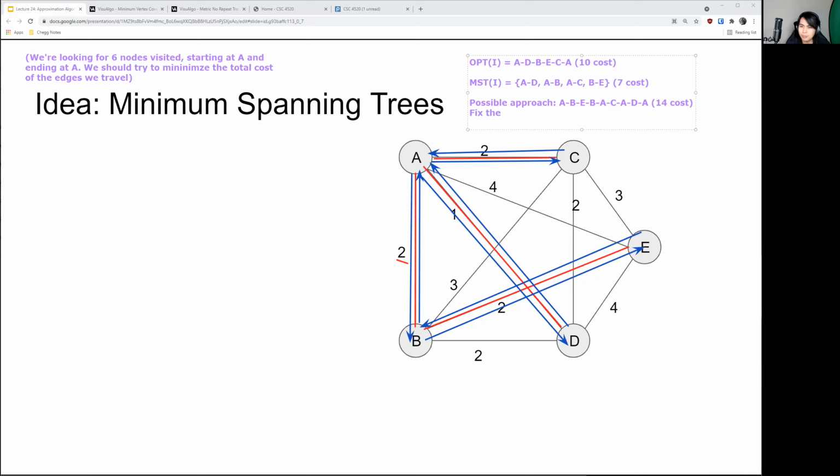Fix the doubling back by cutting across. What I mean by that is, instead of going from A to B to E and then back to B and then back to A in order to get to C, we're just going to cut out the middle cities and go directly to C. Instead of going from A to B to E and then back, we'll go from A to B to E and then go directly to C.